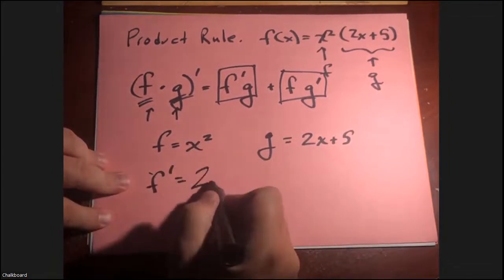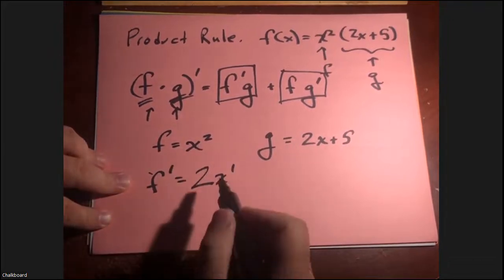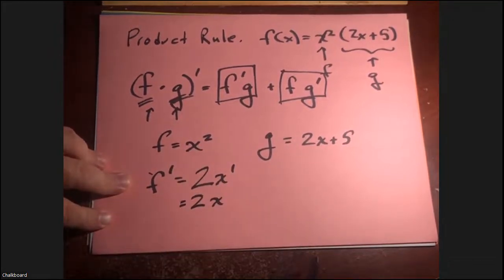You take the 2 goes in front, you copy the variable, you think of 2 minus 1, it makes a 1, and then of course that does boil down to just 2x. So the derivative of this thing is this.